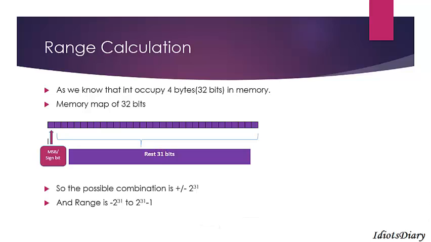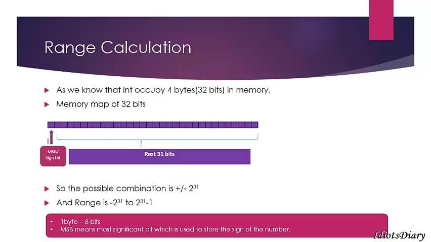In a similar manner, you can calculate the range for the character. As we know, the character occupies 1 byte, that is 8 bits. So the possible range for the character is minus 2 to the power 7 to 2 to the power 7 minus 1. Note that this formula only works for the integral types, not for the floating point and decimal types.